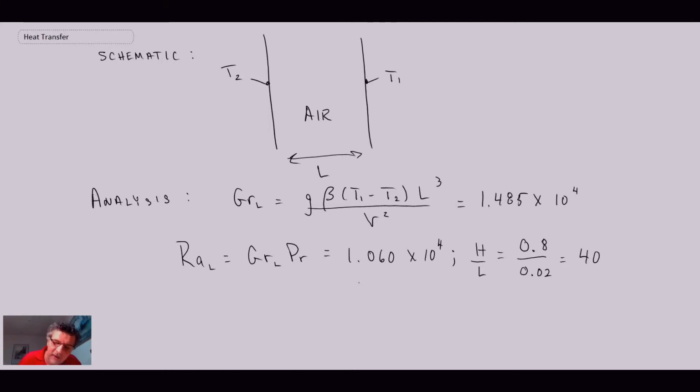The Rayleigh number here, Grashof times the Prandtl number, we have 1 times 10 to the 4. So looking back at the previous lecture, you'll be able to find the correlation. There are two that we can use. I'm going to use one that's a little bit more complex. And with that, we have the Nusselt number.